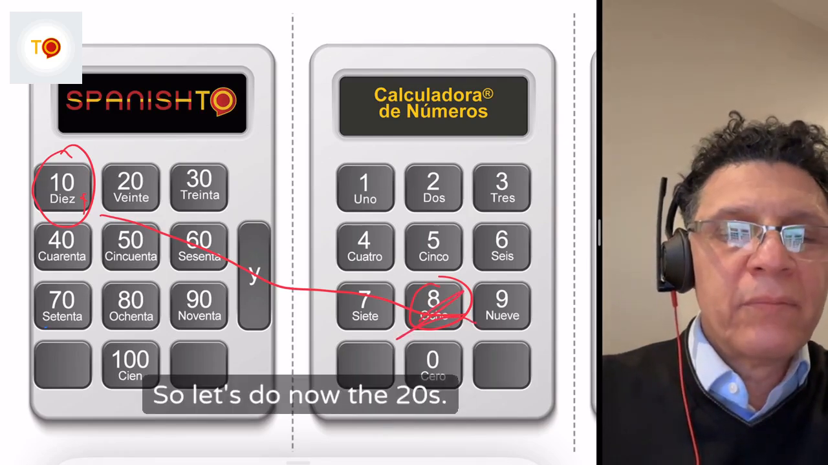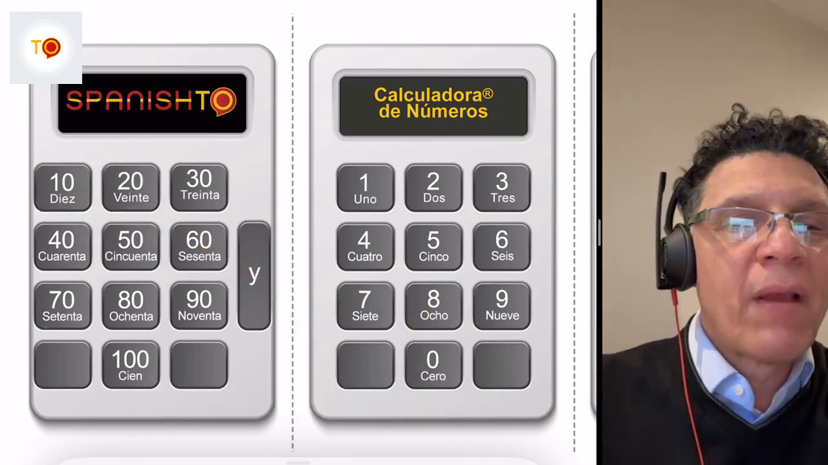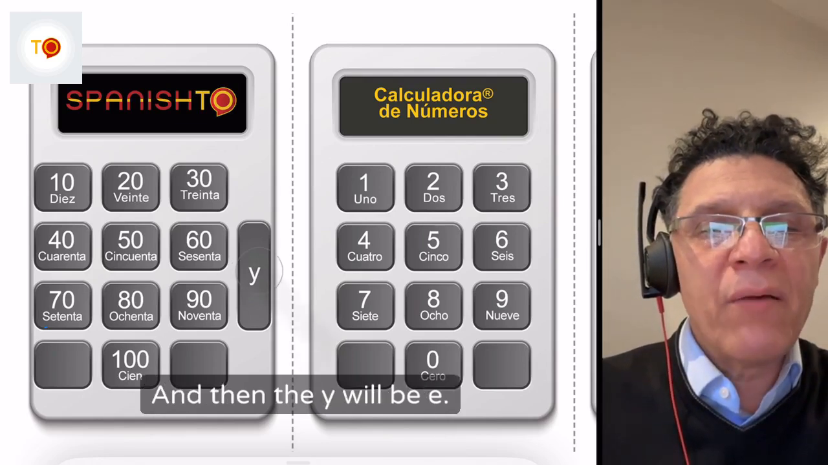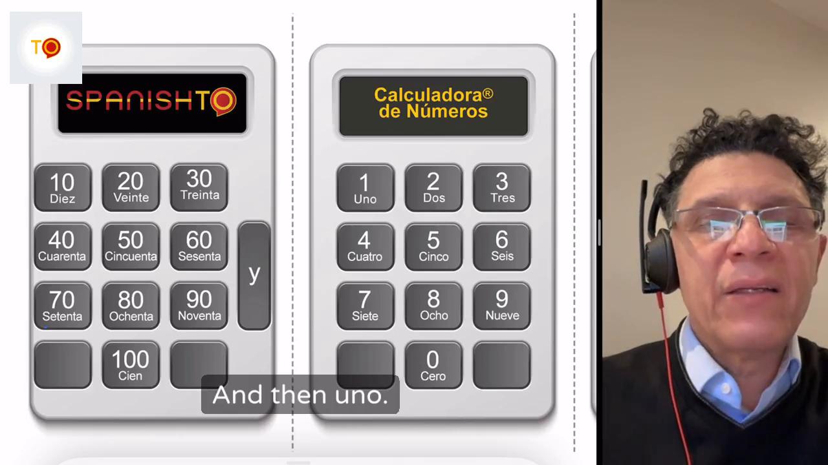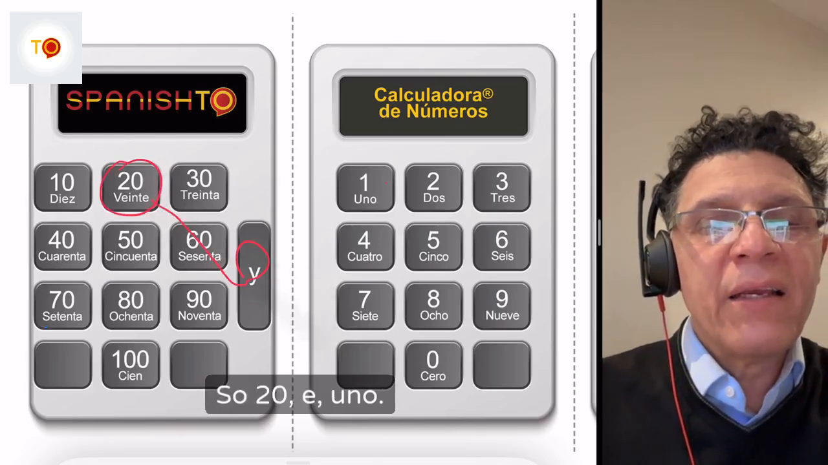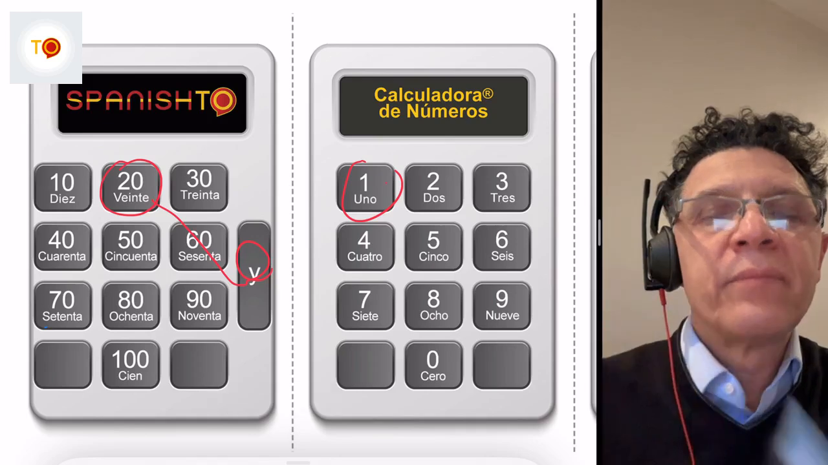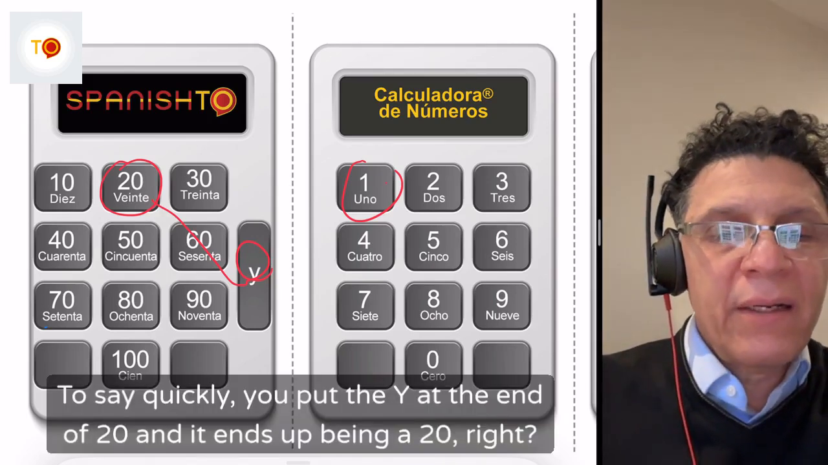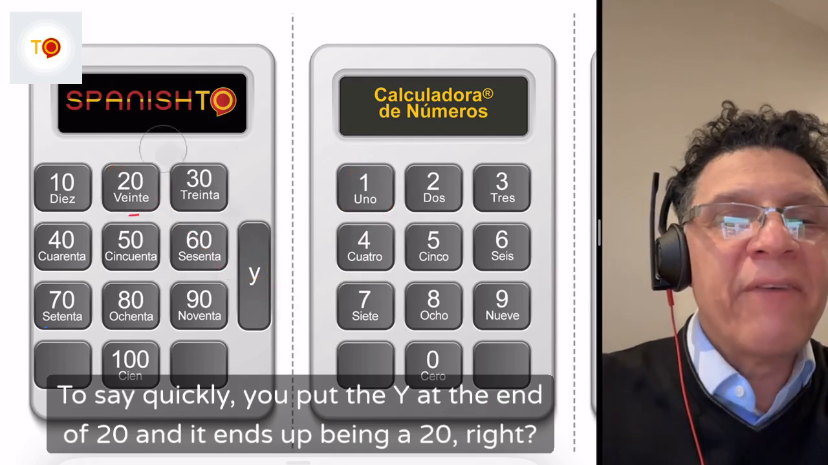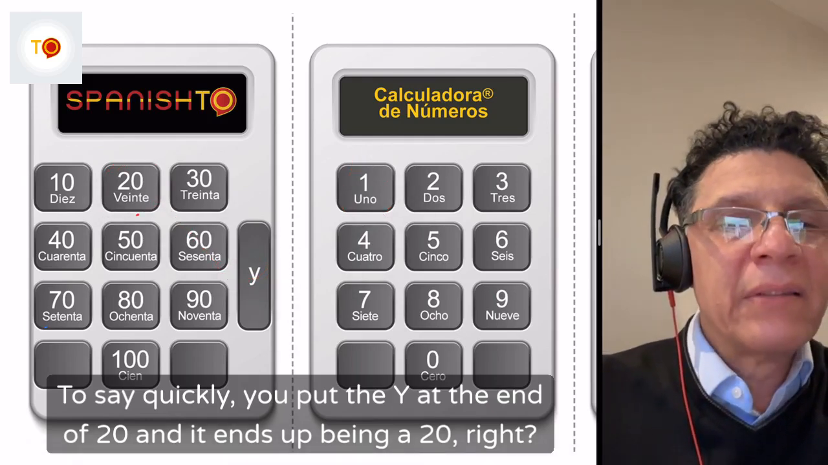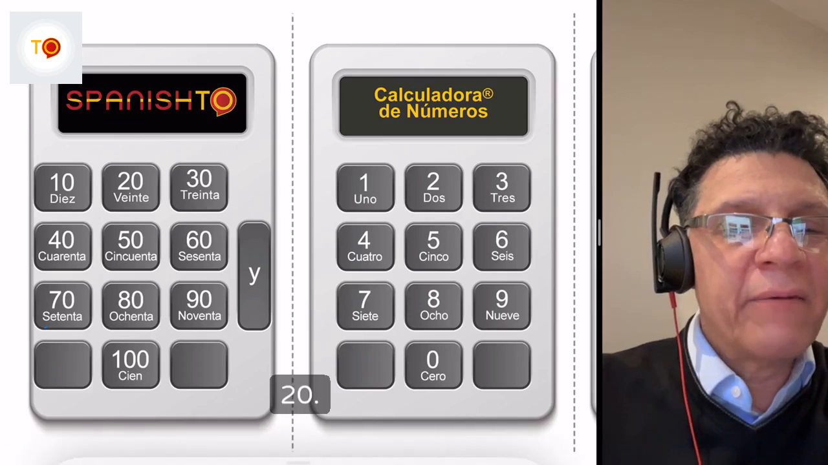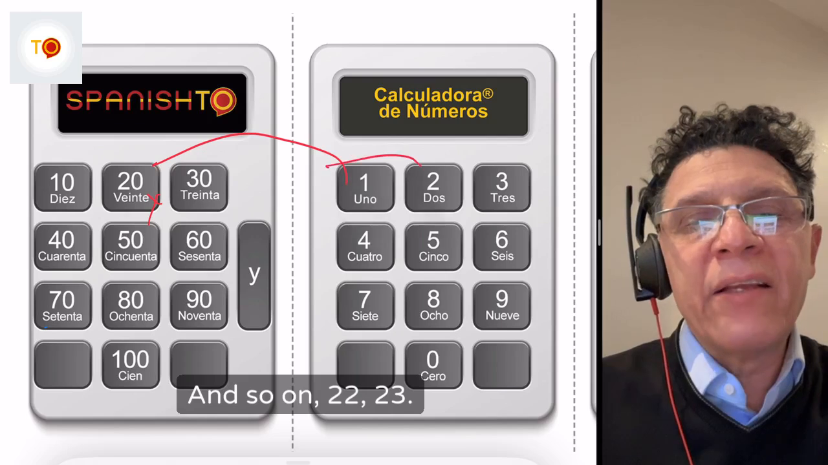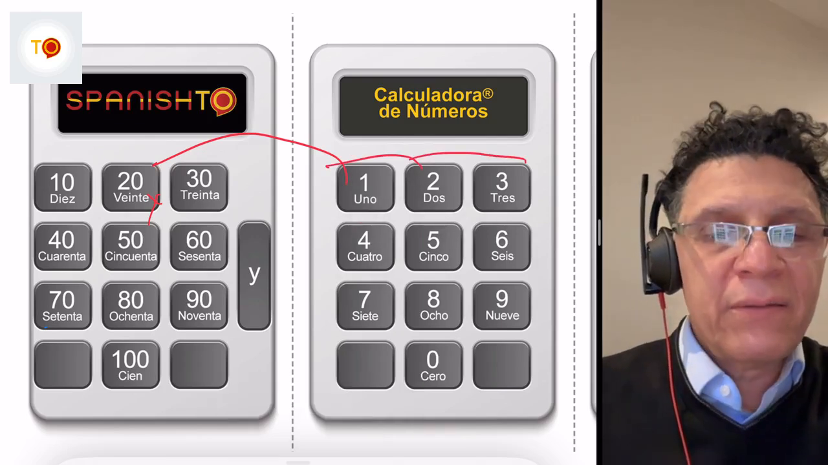So let's do now the 20s. Number 20 would be 20. And then the Y would be E. And then 1. So 20 y 1. To say it quickly, you put the Y at the end of 20 and it ends up being a 20, right? 20, 21, and so on, 22, 23, okay?